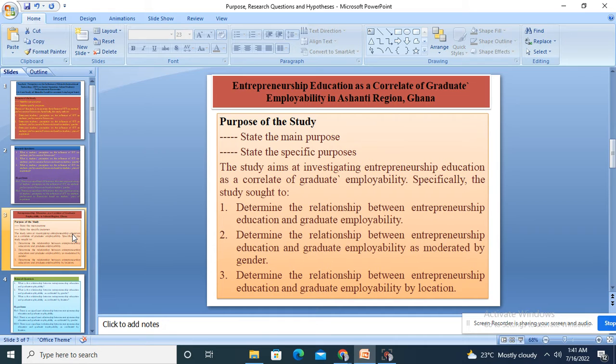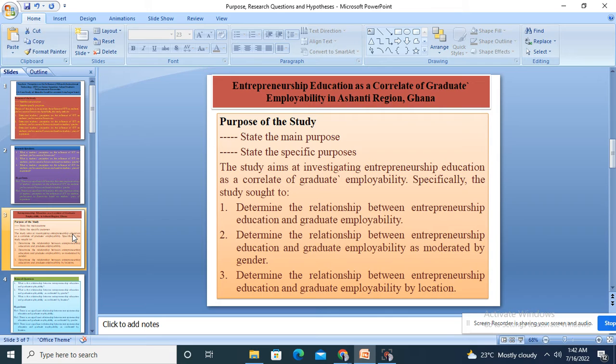Now, entrepreneurship education as a correlate of graduate employability. As I've told you, you have to have your dependent and independent variable. What is your dependent variable here? What is your independent? Your independent variable is entrepreneurship education, which employability level is depending on it. Employability is your dependent. Why? Entrepreneurship education is independent variable because employability level depends on what entrepreneurship education the student has undergone. Now, this is a correlation study.